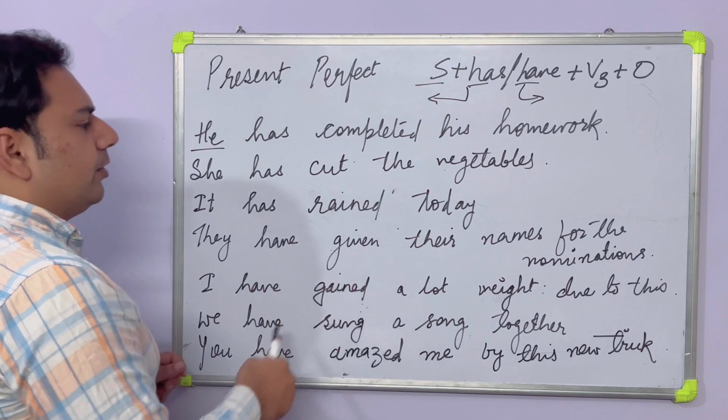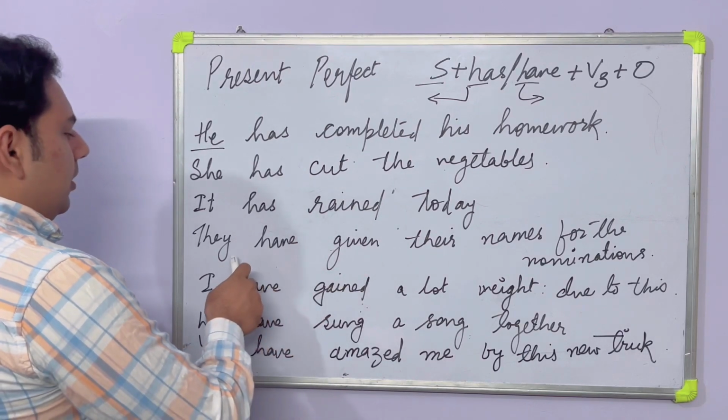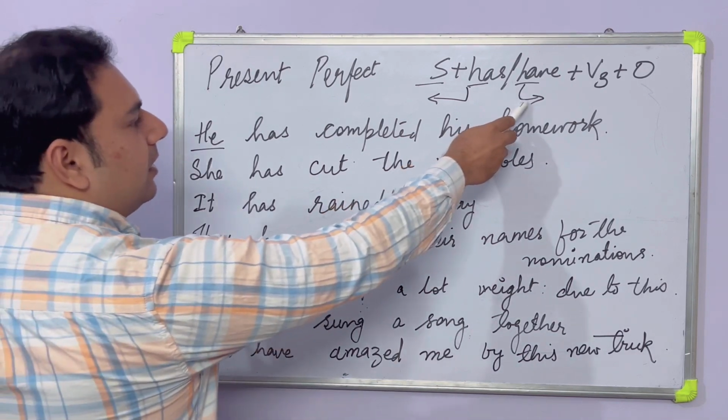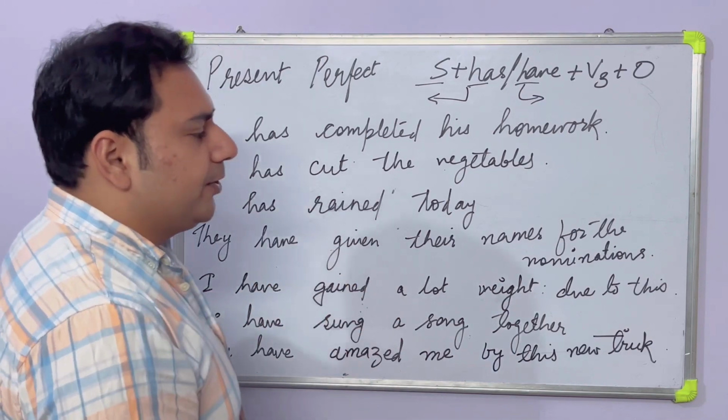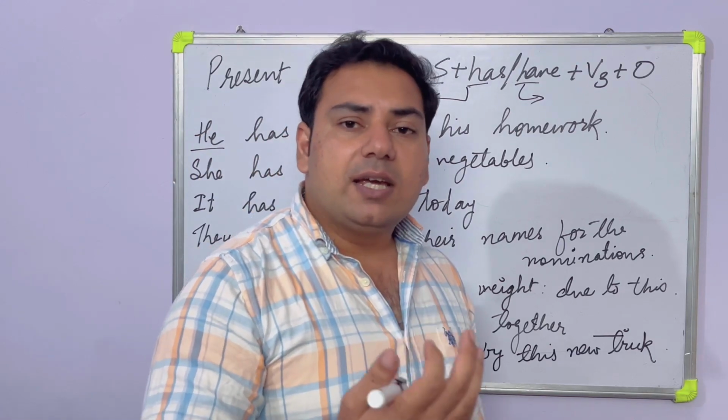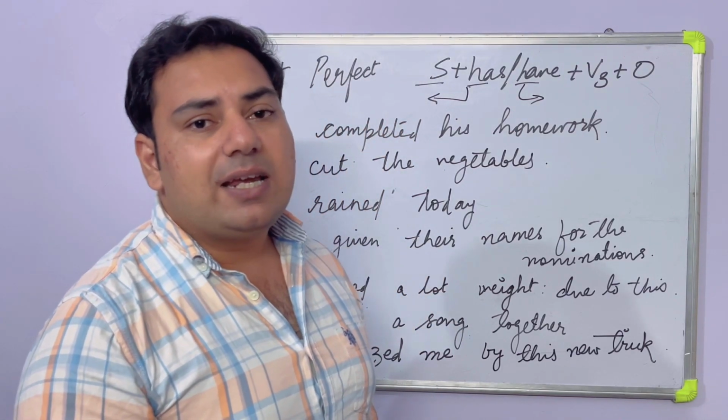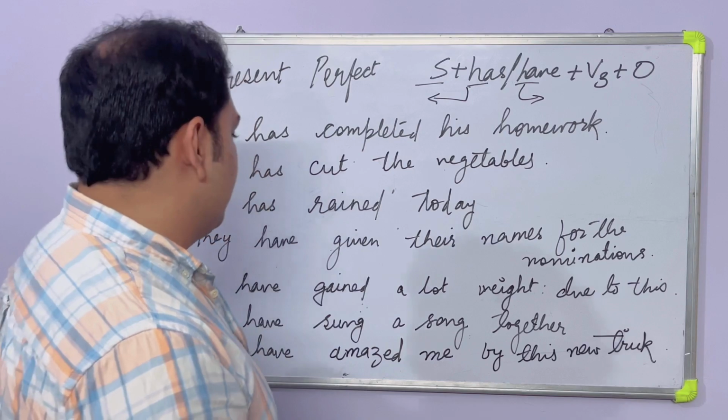It has rained today. With they, have will be coming up. So they have given their names for the nominations. Give, gave, given. So given is the third form.